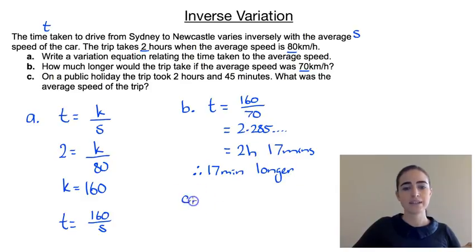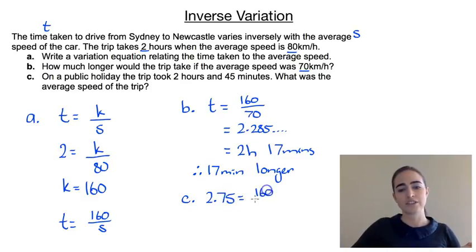All right, one last part, part C, says on a public holiday, the trip took 2 hours and 45 minutes. What was the average speed of the trip? You can use the degrees, minutes, seconds button on your calculator to put this in as 2 hours and 45 minutes. Or you can look at that and say, okay, that's 2 and 3/4 of an hour, so we could write that as 2.75. I'm going to write 2.75 hours.